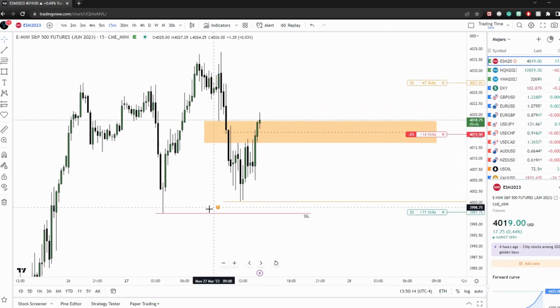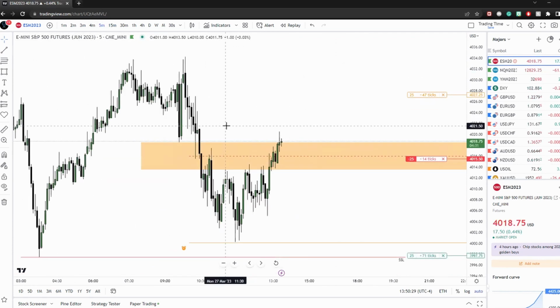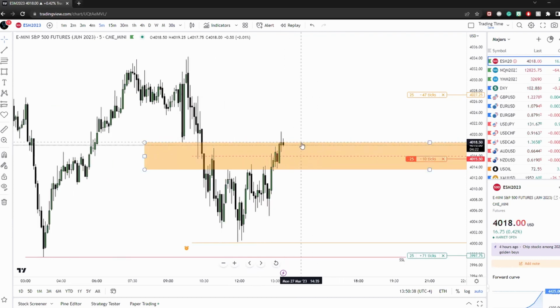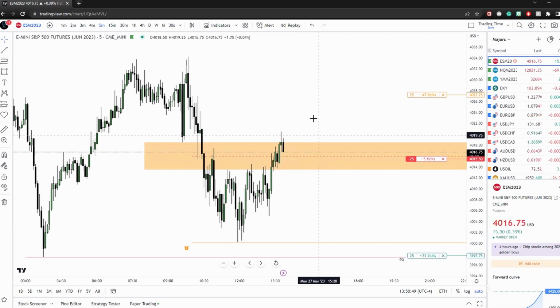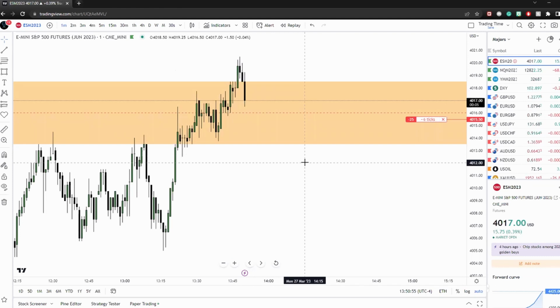So I do think there's a lot of liquidity built up here, these lows right here. So I am all for shorting this to go lower, right? Okay. Nicely done. Nicely done. So far, so good.